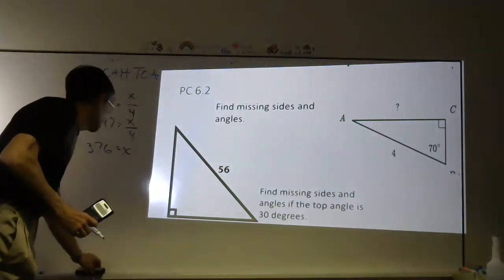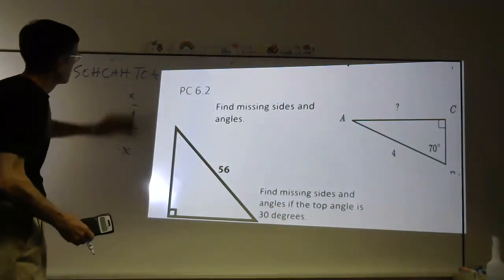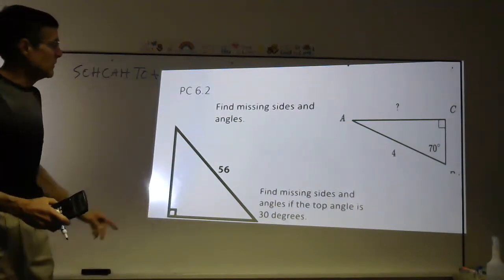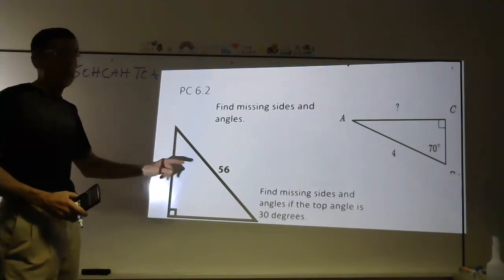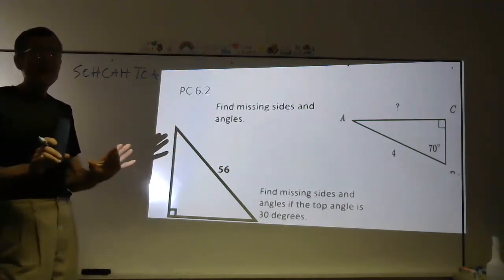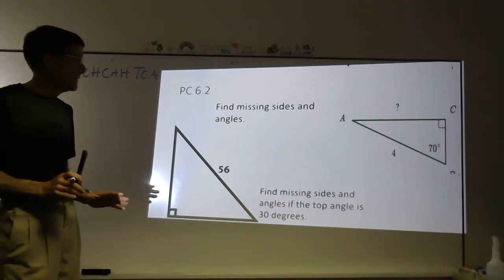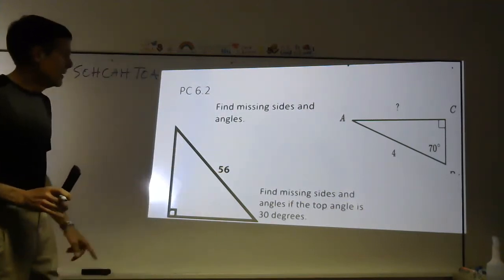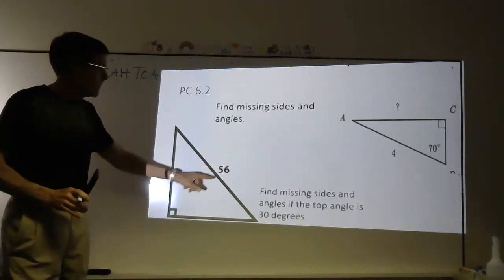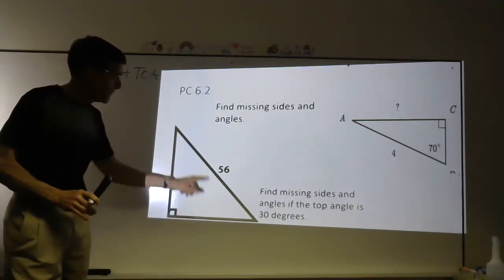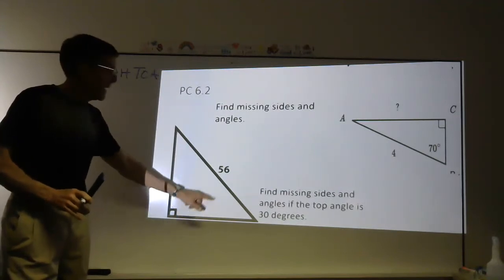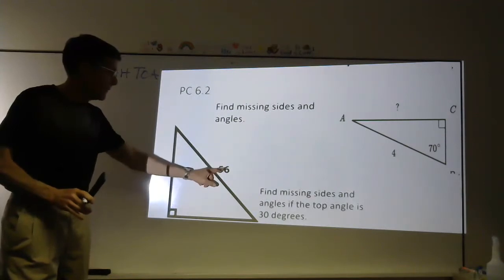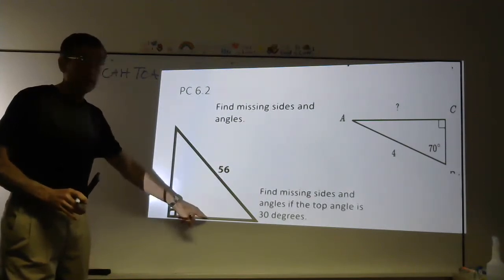Okay? Let's go to this figure. Find the missing sides and angles. If the top angle is 30, aha, this will be a 30, 60, 90. So if this is 30, this has to be 60. If this is 56, remember the opposite side of a 30 is always half. To get the ratio, the sine is always half. So if this is 56, that's 28.